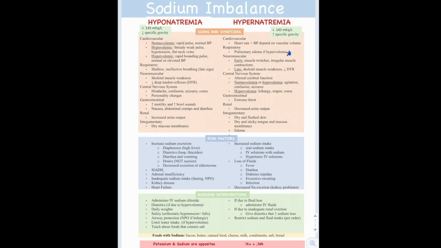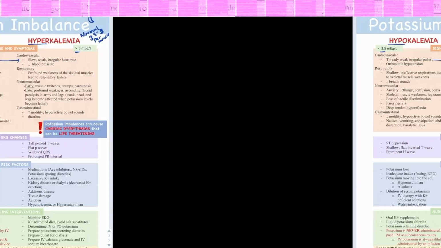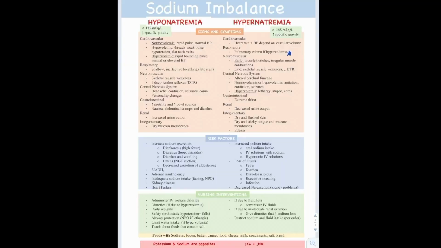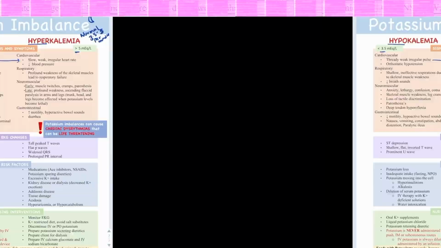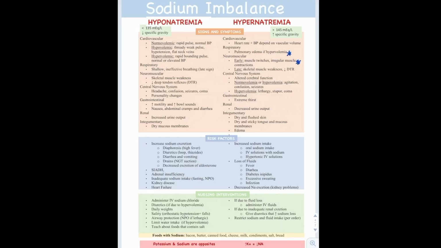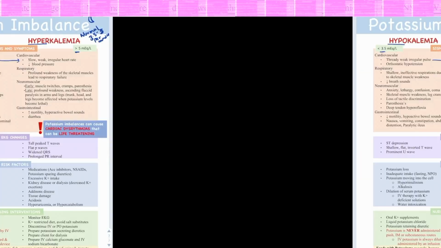Neuromuscular, we'll see muscle twitches, irregular muscle contractions, and then late signs will be muscle weakness and decreased deep tendon reflexes. So we want to remember that if it's an early sign, we're going to see those muscle twitches and muscle contractions. Those are things we're not going to see in hyponatremia.